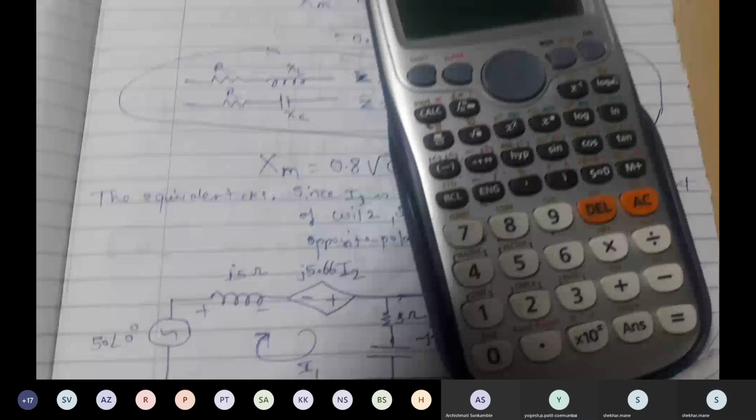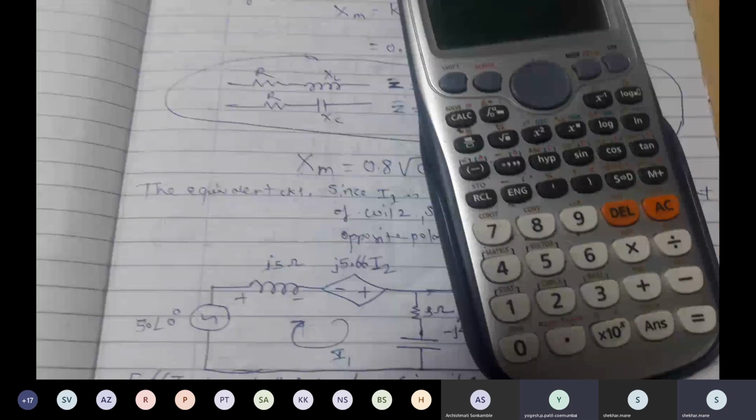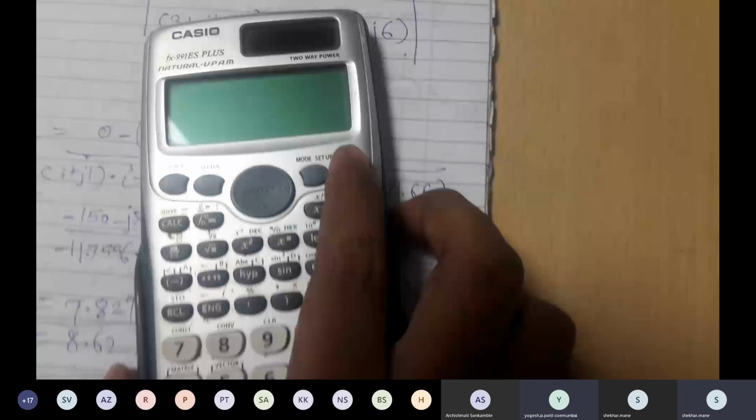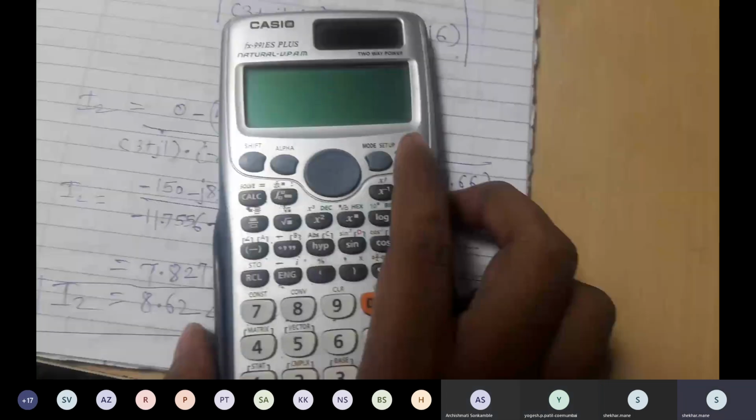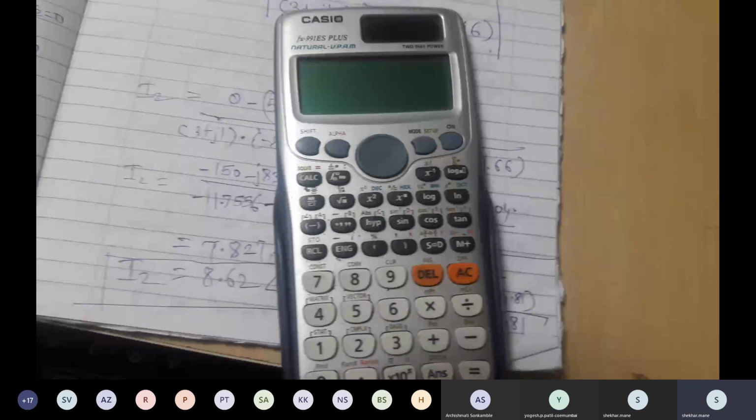Can you see this video? Yes, sir. Can you see the calculator? Yes, sir. Now you can see this complex mode.